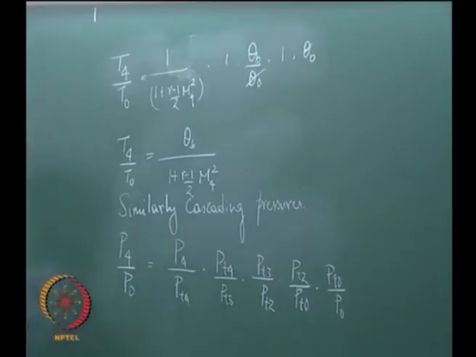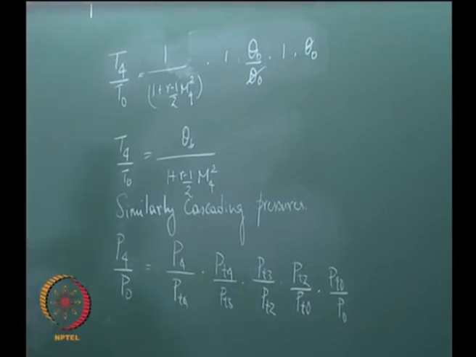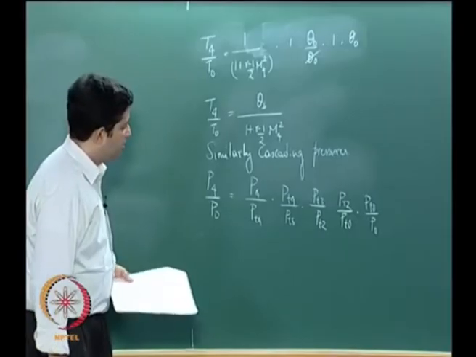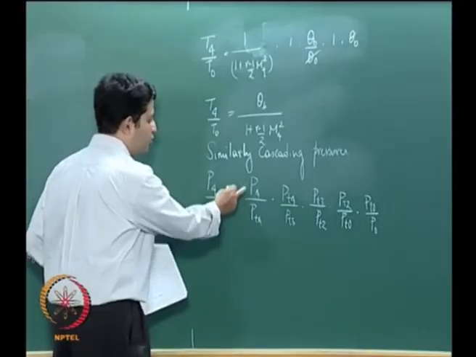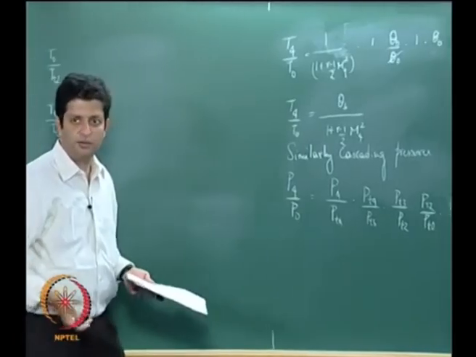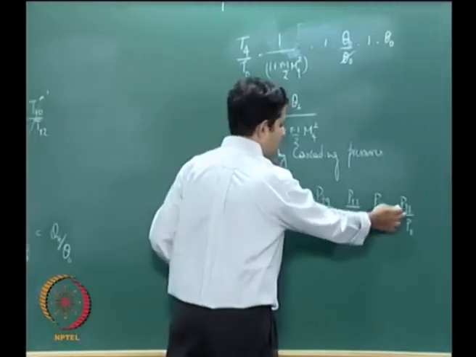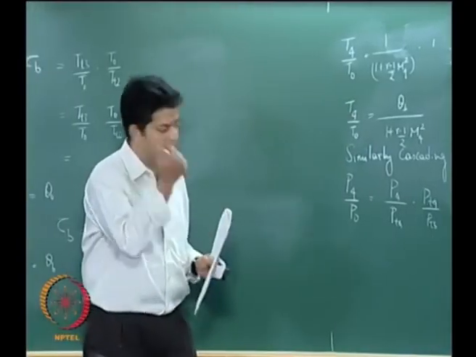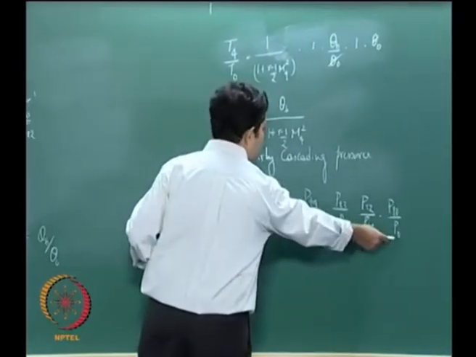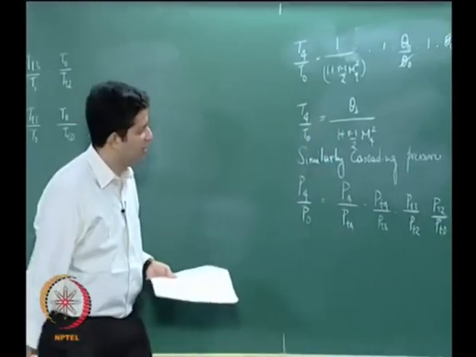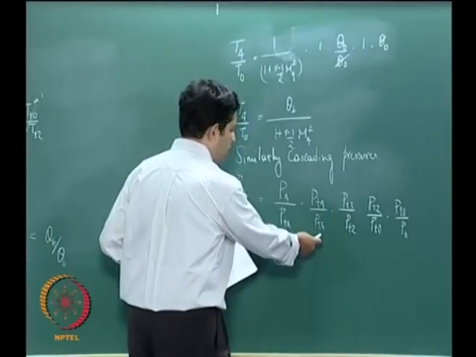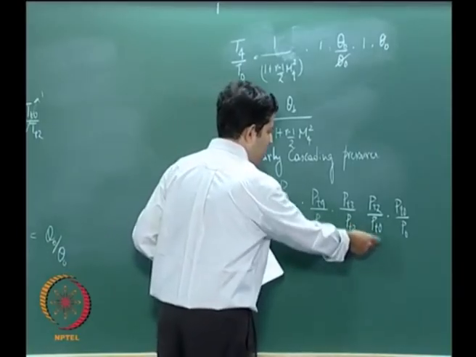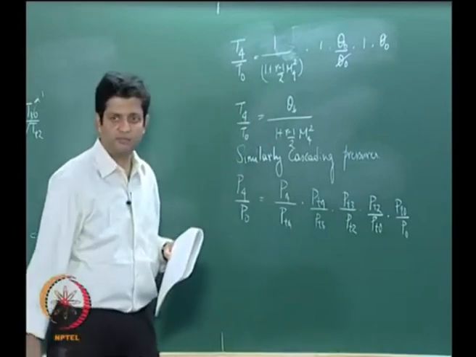Again, the subscript T here indicates total conditions or stagnation conditions. So this is a ratio of pressures, static to stagnation. The first and the last terms are ratio of local static to stagnation pressure. One is at the exit, one is at the inlet. Now this is flow through diffuser, flow through combustor, and flow through intake.